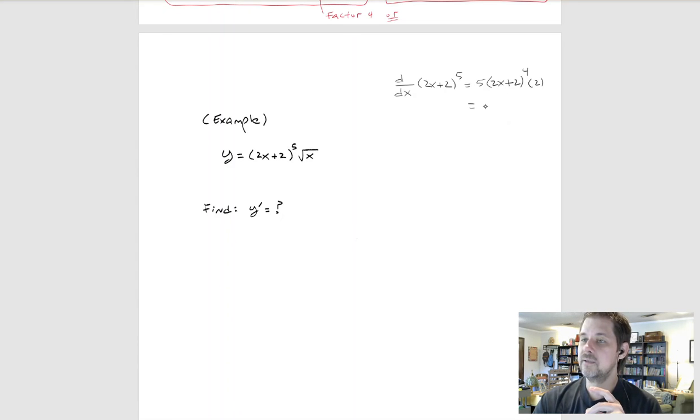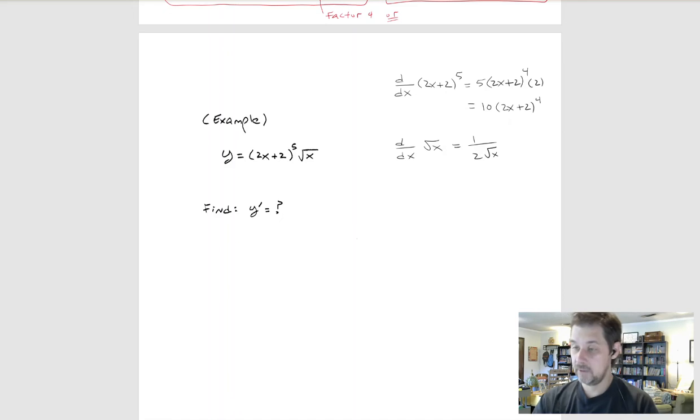So the derivative of this first function right there is 10, because I've got a 5 and a 2, times 2x plus 2 to the 4th power. Okay, so when I use the product rule in a minute, this will be one aspect of it. The next thing I need to know is what's the derivative with respect to x of the square root of x? And again, problems like that are covered in earlier videos and material and assignments and so on, but it would be 1 over 2 root x. Okay, so now this is enough to apply the product rule.